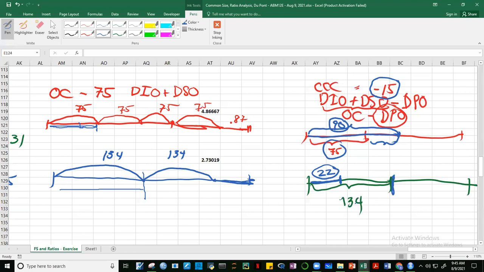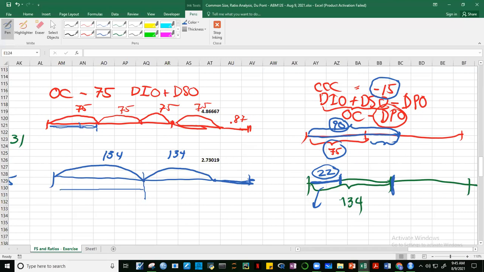Saan nila kukunin to? Eh wala pa yung cash, andito pa. So they will have to finance. Uutang sila ng short term. Kasi kailangan bayaran na nila eh. Di ba? They have to pay the trade payables. The story tells us that they will be able to collect on their account after 134 days. On the 22nd day, magbabayad na sila. Okay, so manghihiram sila dito. On the 22nd day, manghihiram sila.